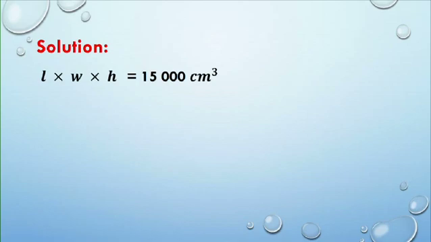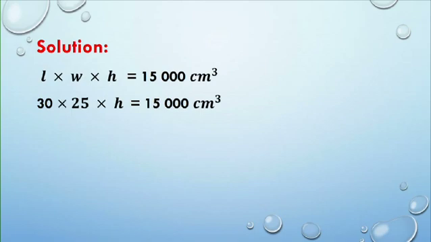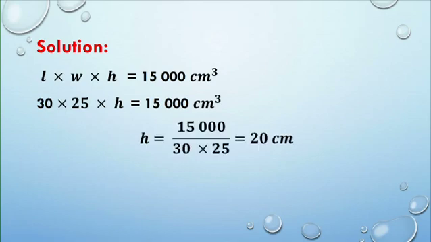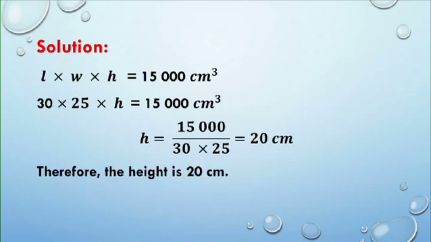Volume of cuboid is given by length times width times height. So length times width times height is equal to 15,000 centimeter cube. In other words, 30 times 25 times h is equal to 15,000 centimeter cube. So I have h equal to 15,000 divided by 30 times 25, and this gives me 20 centimeters. Therefore, the height is 20 centimeters.